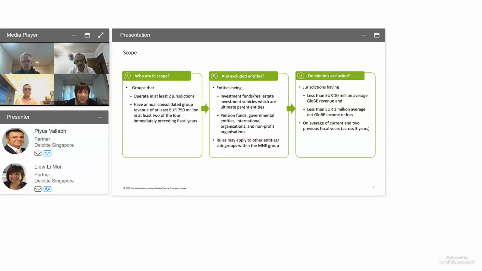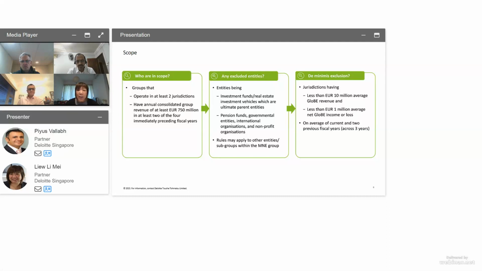So these entities, known as excluded entities, are not excluded for purposes of determining the MNE group or whether the MNE group actually meets the revenue threshold for being in scope. So what this means is that their revenue will still be taken into account for purposes of determining the consolidated revenue test. The exclusion of the GloBE rules to an excluded entity doesn't extend to the MNE group that they control.